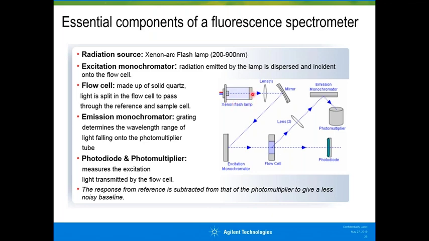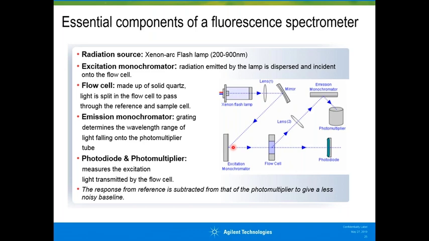Now this is followed by a lens. The radiation from the lamp is focused by the first lens and reflected by the mirror onto an excitation monochromator. What is an excitation monochromator? This is also called a monochromator grating.